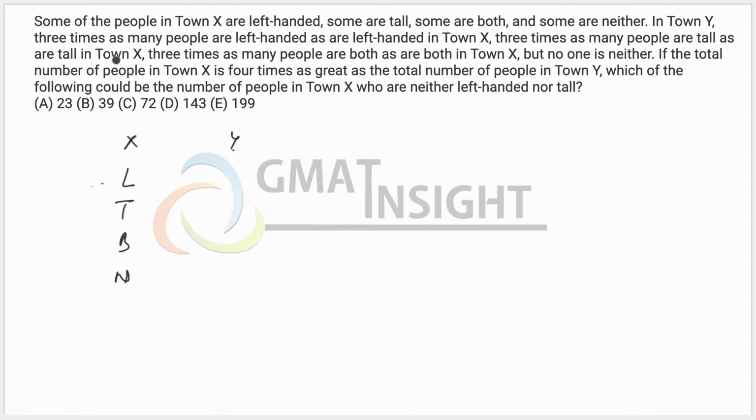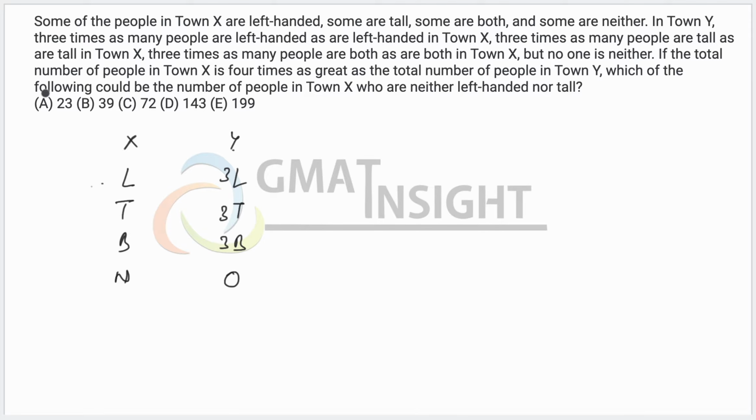For example, in the second row, it reads that in town Y, three times as many people are left-handed as are left-handed in town X. That means if in town X we have left-handed people L, then in town Y the left-handed people will be 3L. Likewise, three times as many people are tall as in town X, so 3T. Three times as many people are both as in town X, so 3B. But no one is neither. So the count of neither here is 0.